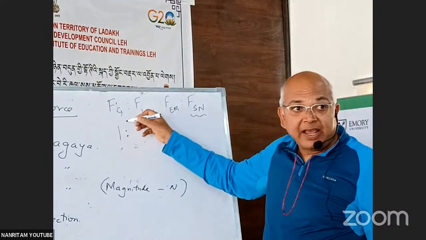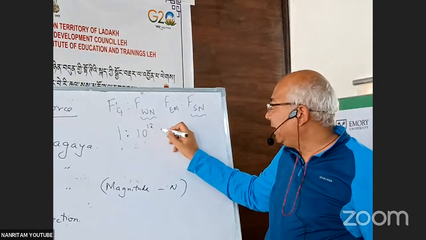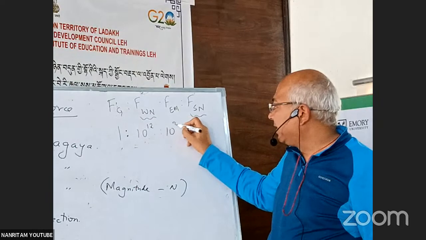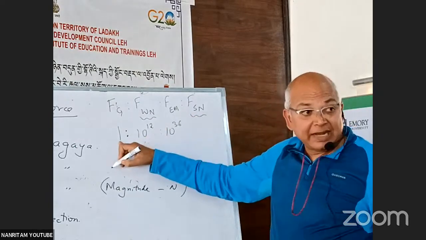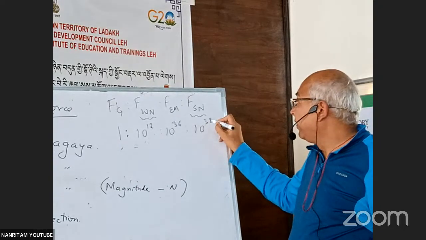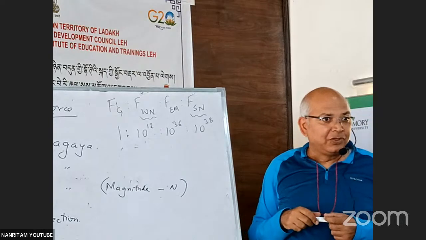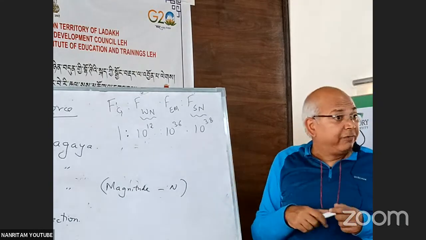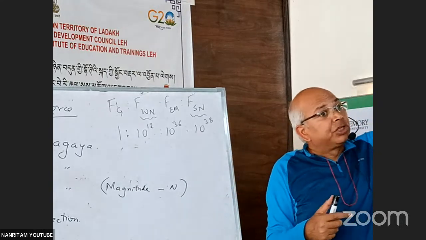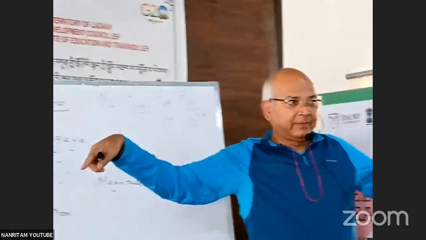इसका वैल्यू अगर 1 है, रेशियो कर रहा हूं, वीक न्यूक्लियर फोर्स इज 10^12 टाइम्स, इलेक्ट्रोमैग्नेटिक फोर्स इज 10^36 टाइम्स greater than gravitational force, and strong nuclear force is 10^38 times the gravitational. ये बहुत बड़ा है. इलेक्ट्रोमैग्नेटिक फोर्सेस आर 10^36 times. Okay.